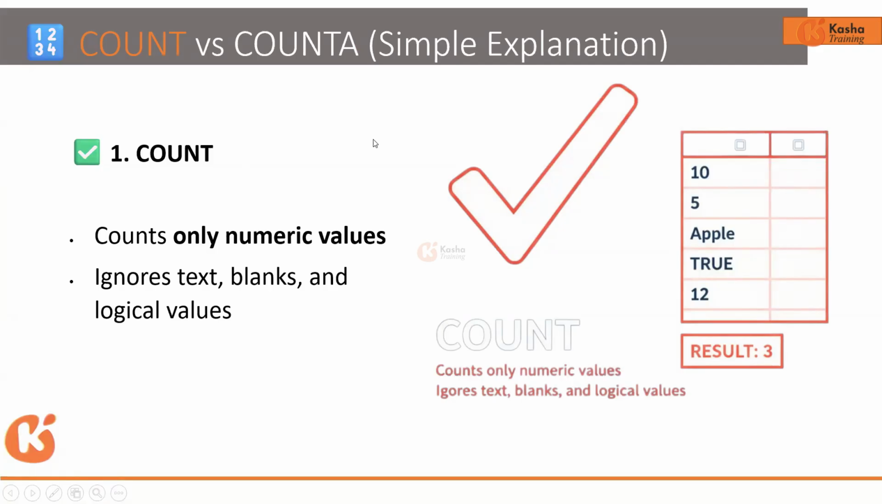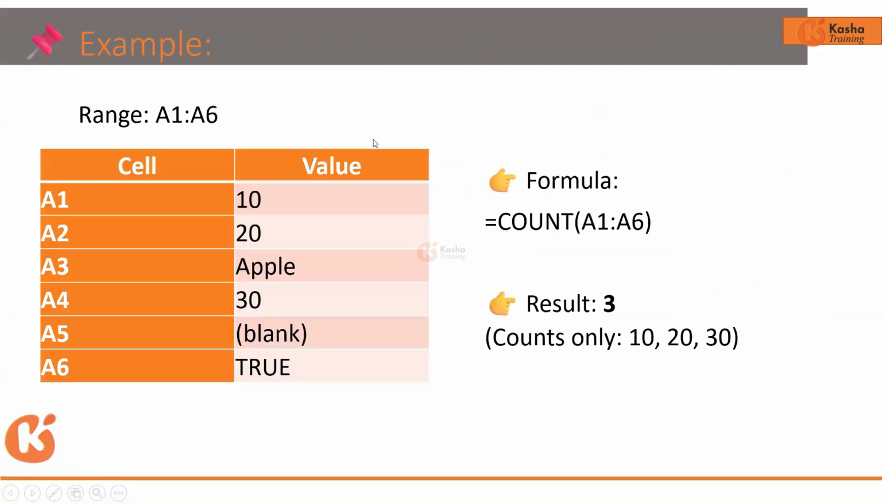Now let's see COUNTA. So this is an example for COUNT. Here you can see we have 6 cells with values. Because COUNT only counts the numeric values, which are 1, 2, and 3, the result comes as 3. And this is the formula you give. And here you can see 10, 20, and 30.